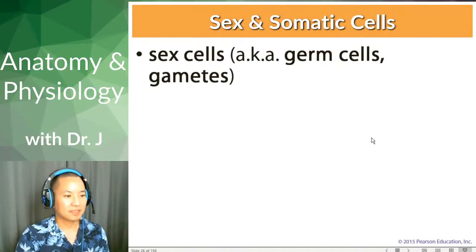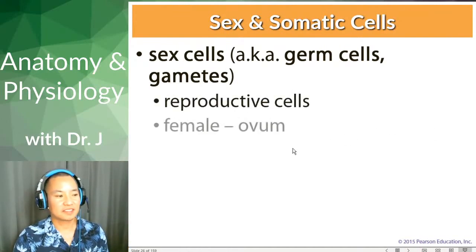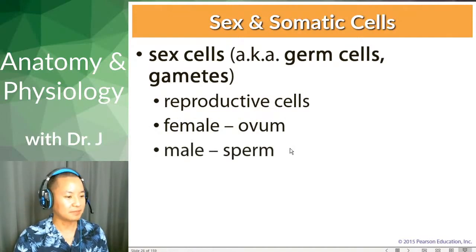So sex cells, what we have here, these are germ cells or gametes. So these are reproductive cells. In female, that's the egg or the ovum. In male, that's the sperm or spermatozoon.